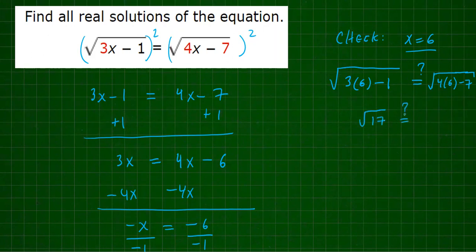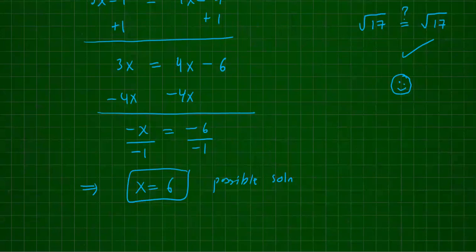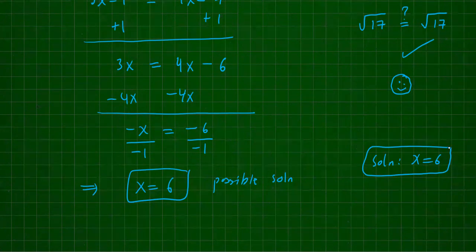Now we want to see if that's equal to the right-hand side. On the right side, we have 4 times 6, which is 24. We take away 7, and that would be, again, the square root of 17. Great, so this checks. Now we're happy that we got an answer. So our answer is actually x equals 6. Always remember to do your check every time you're solving equations that involve radicals. Now let's take a look at the second problem we had.